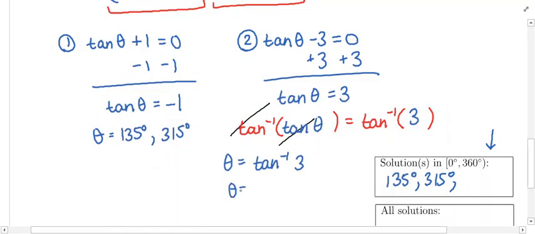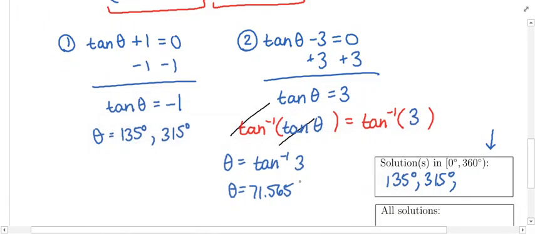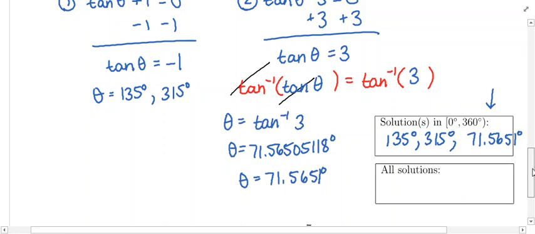So theta is going to be 71.5650518. That's in degrees, so put your degree symbol. And so I will go ahead and round this to 4 places after the decimal point. Let's see here. We've got 71.5651 if we do that kind of rounding. So 71.5651 degrees.